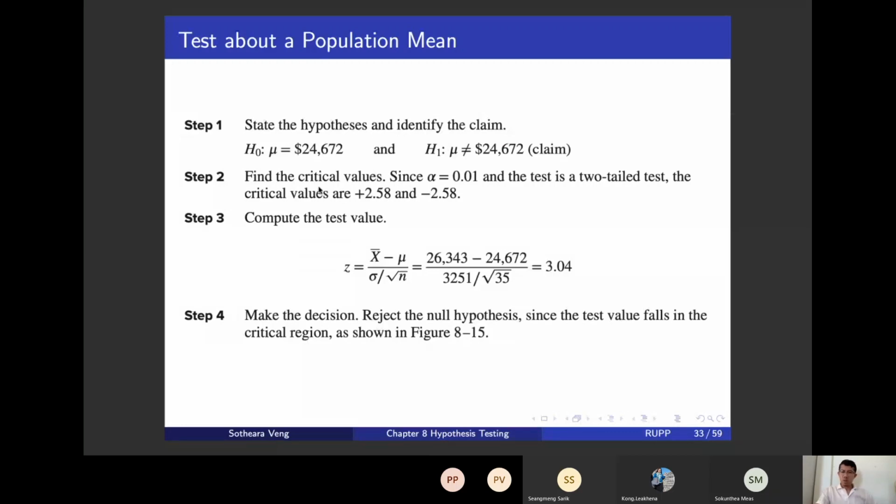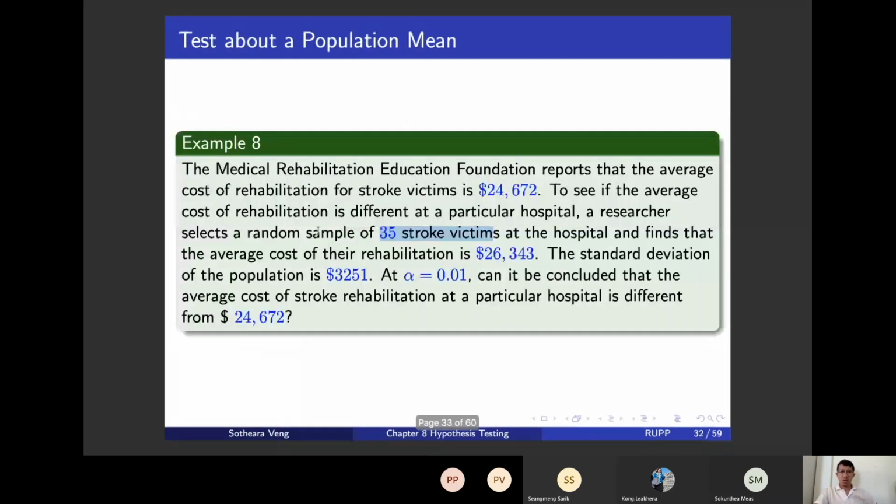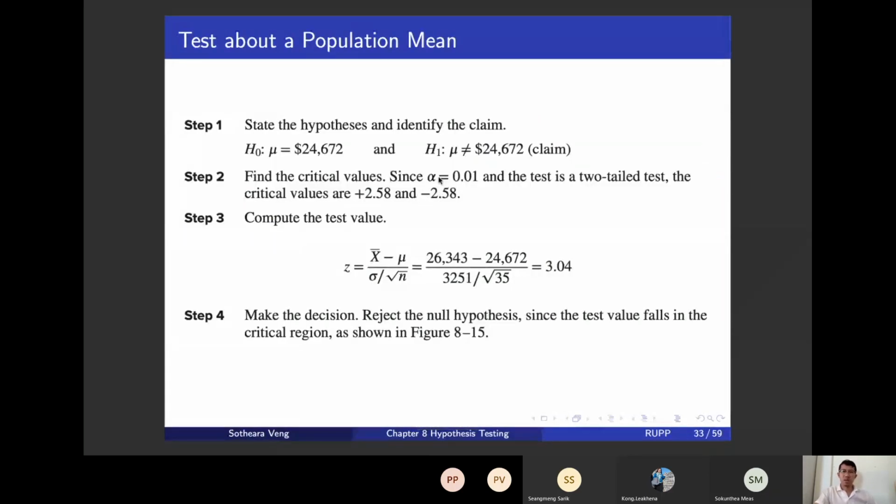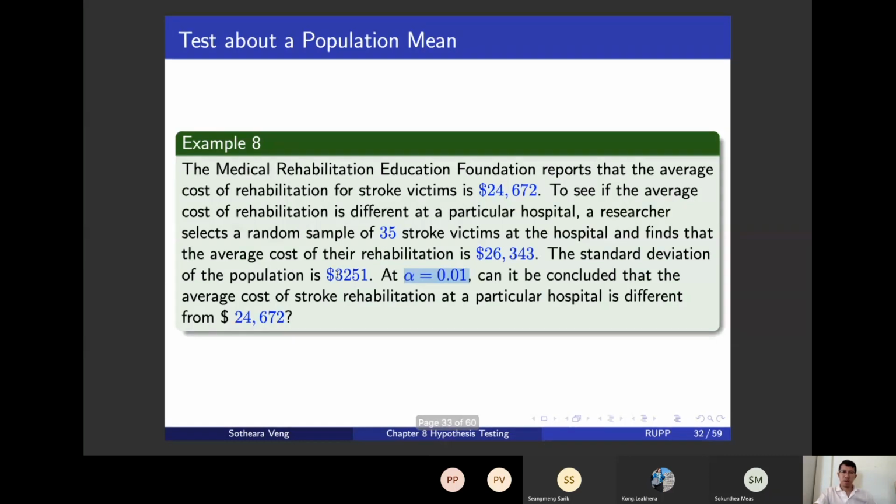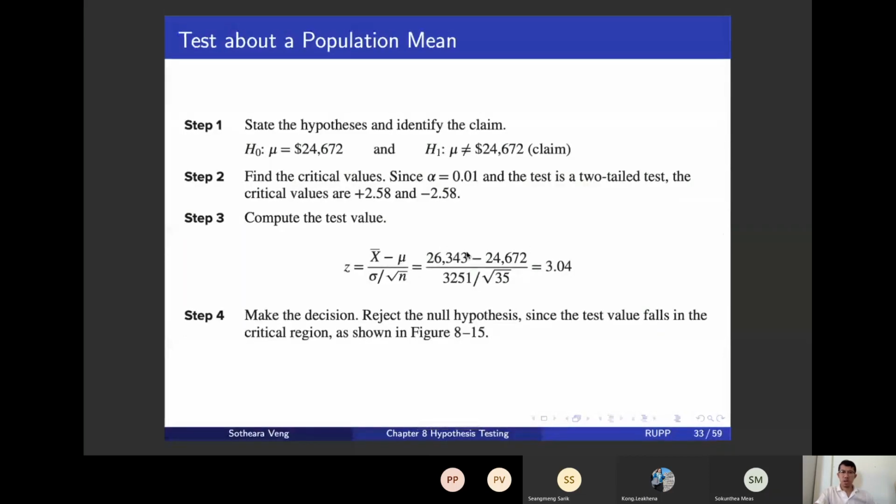Okay, so we want a 0.01 significance level. With this significance level, we have to find the critical value, and we end up with these two values. Why? Because it is a two-tailed test. Later on, we have to compute the test value. The sample mean is given here. Based on these 35 victims, we found that on average they spend this amount. That's why this is the sample mean.